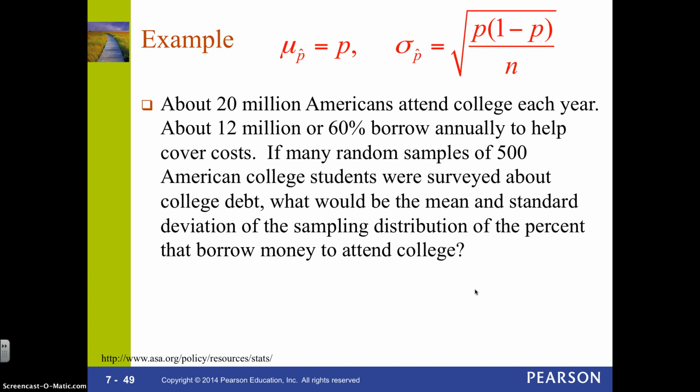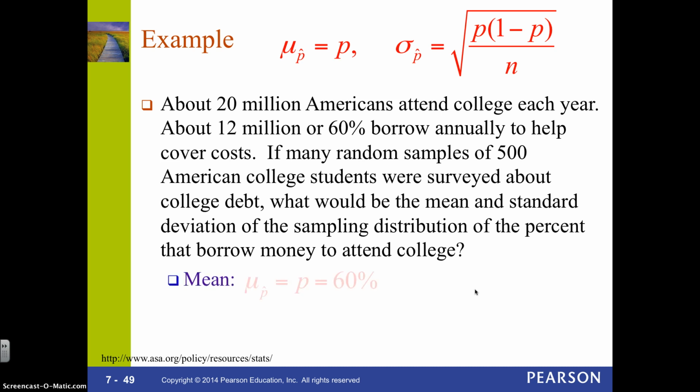About 20 million Americans attend college each year, and about 12 million, or 60%, borrow annually to help cover costs. So if many random samples of 500 American college students were surveyed about college debt, what would be the mean and standard deviation of the sampling distribution of the percent that borrow money to attend college? Again, we're not building a confidence interval yet. We're just making sure that you understand the central limit theorem.